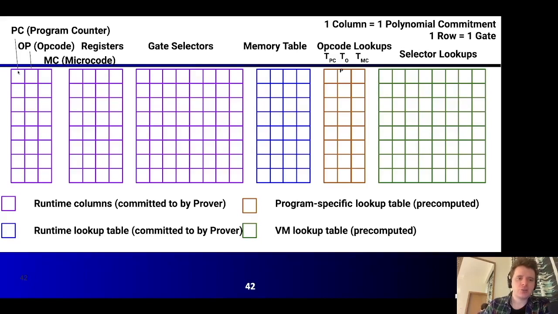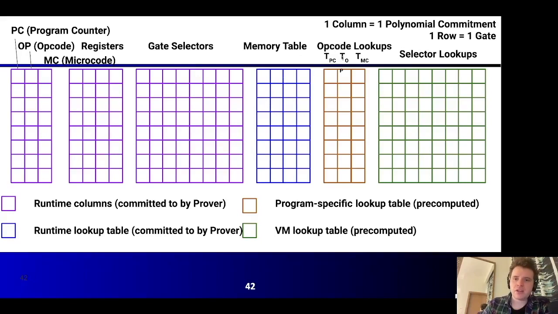So we have runtime columns committed to by the prover. These are effectively columns where the cell values are going to be part of the witness statement. They're going to be determined not by the circuit instance, but at runtime. You then have this memory table, which is going to be encoded as a runtime lookup table. And what I mean by this is it's a lookup table where the values are not pre-computed. You can think of it as just a key value lookup, but the initialization of the table is going to be committed to by the prover. So these blue columns are also part of the witness statement.